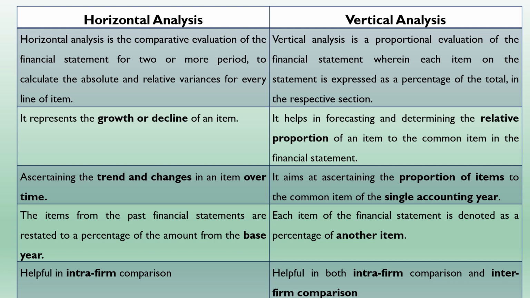In the horizontal analysis, the items of the past financial statements are restated to the percentage of the amount from the base year, whereas in the vertical analysis, each item of the financial statement is denoted as the percentage of another item. Horizontal analysis helps in intra-firm comparison, and vertical analysis helps in both intra-firm comparison as well as inter-firm comparison.